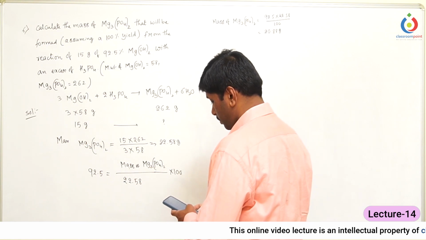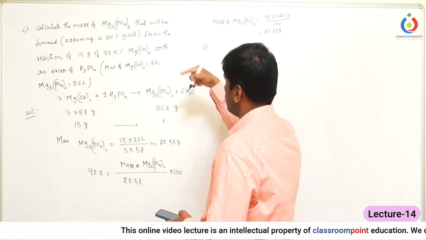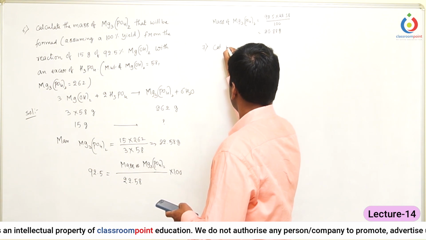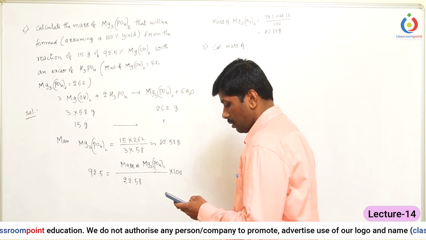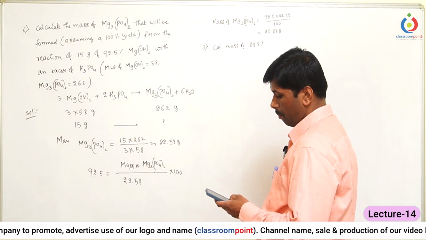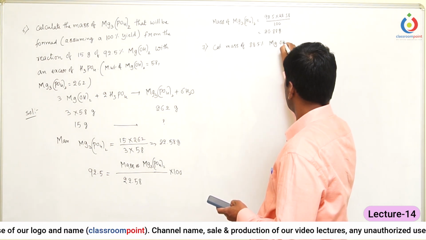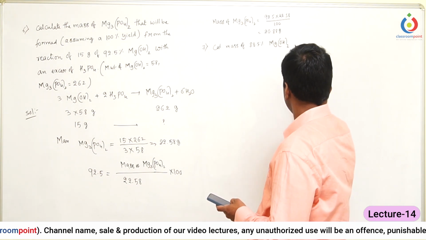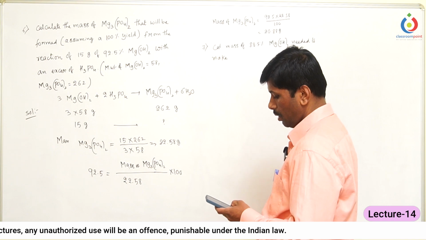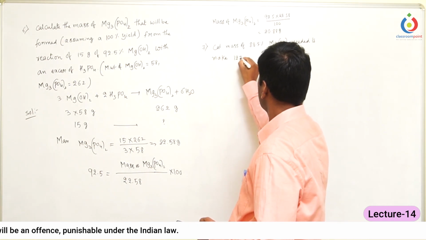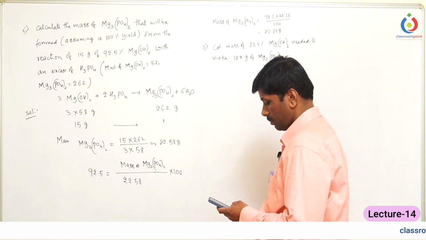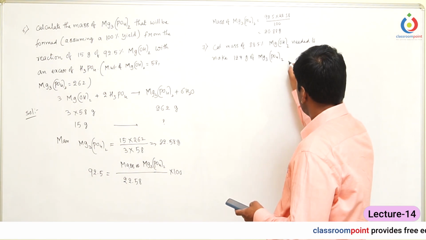So the seventh question here is related to this question. Calculate the mass of 88.5% magnesium hydroxide needed to make 127 grams of magnesium phosphate. So this much is given in the question.